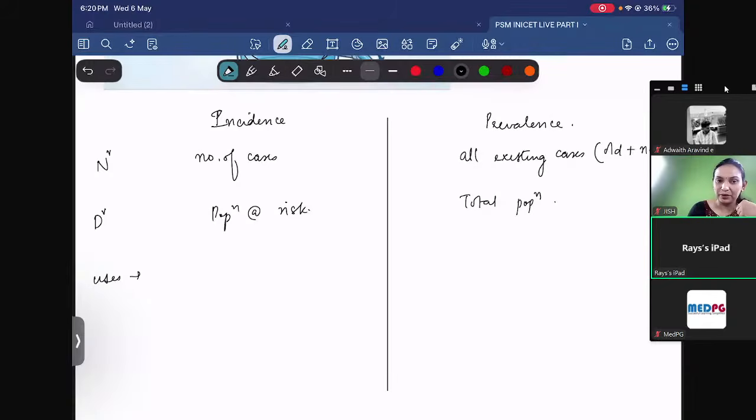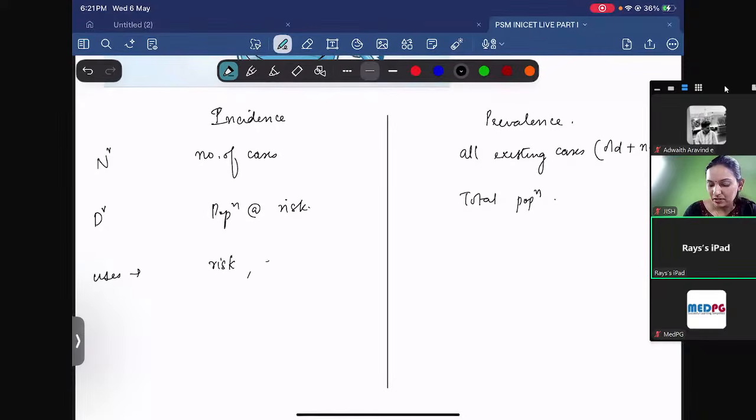See, incidence gives you the risk of developing a disease, okay? That you can get only from the incidence. That is the risk of developing a disease. And also it is used in etiological studies.